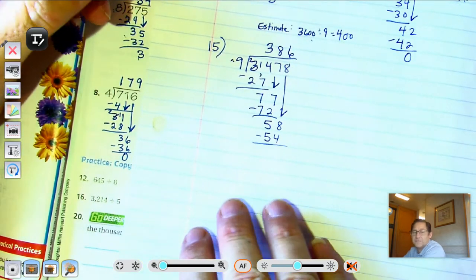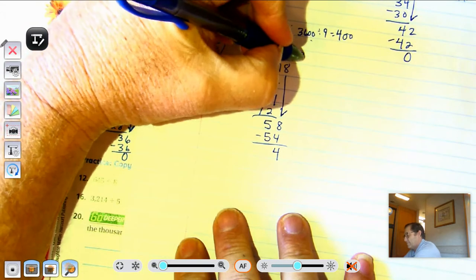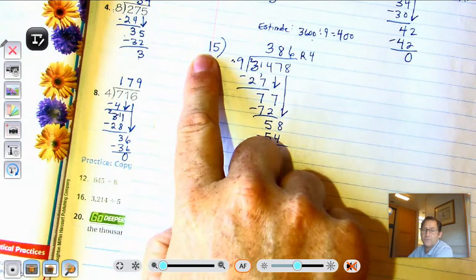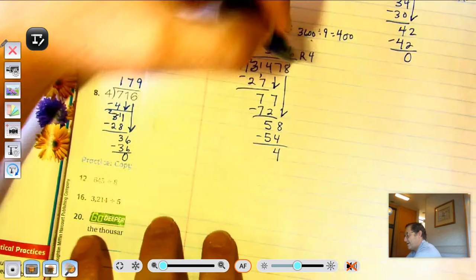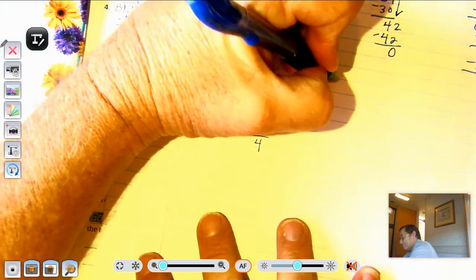54 ones. 9 times 6 ones is 54. Subtract, we're left with 4. There are no other numbers to bring down. You can't share 4 equally among 9 groups, so 386, remainder 4. All right, 16.